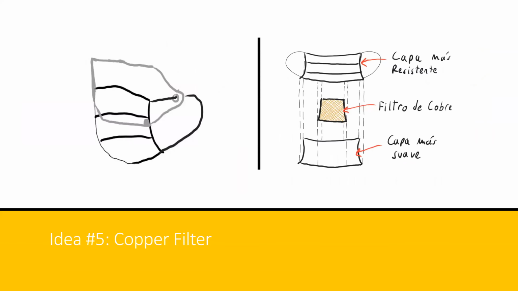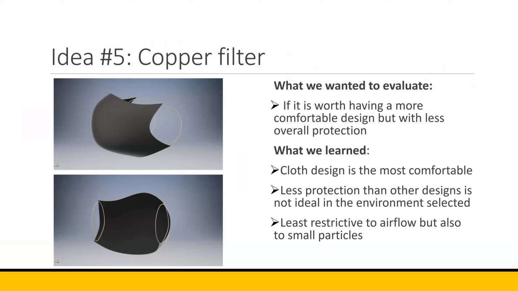Idea number 5 was to take a standard cloth face mask and improve it by adding a copper filter that helps reduce the amount of bacteria, viruses, and other harmful microorganisms, because copper has properties that don't allow them to grow on the filter. We learned that the use of cloth materials is very convenient in terms of comfort, but gives less than ideal protection because it allows some small particles to pass through. Taking into account that it will be used in a closed environment, we decided to not go ahead with this idea.